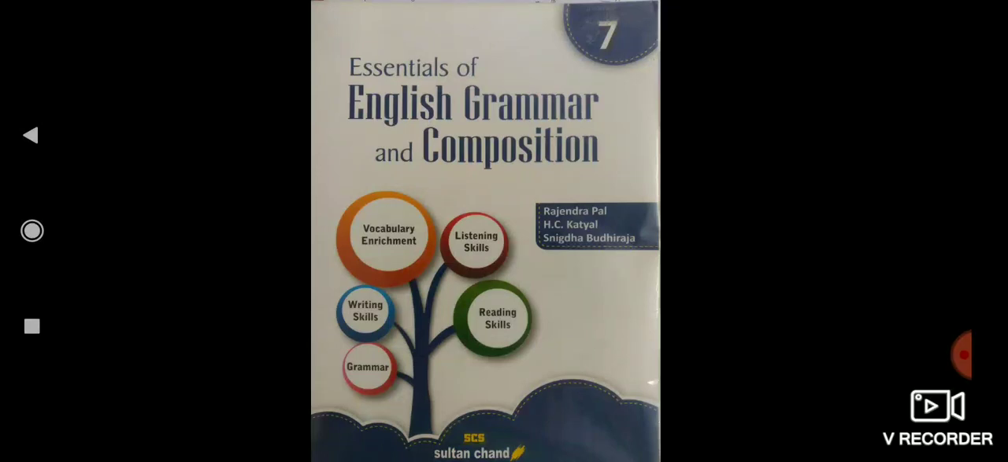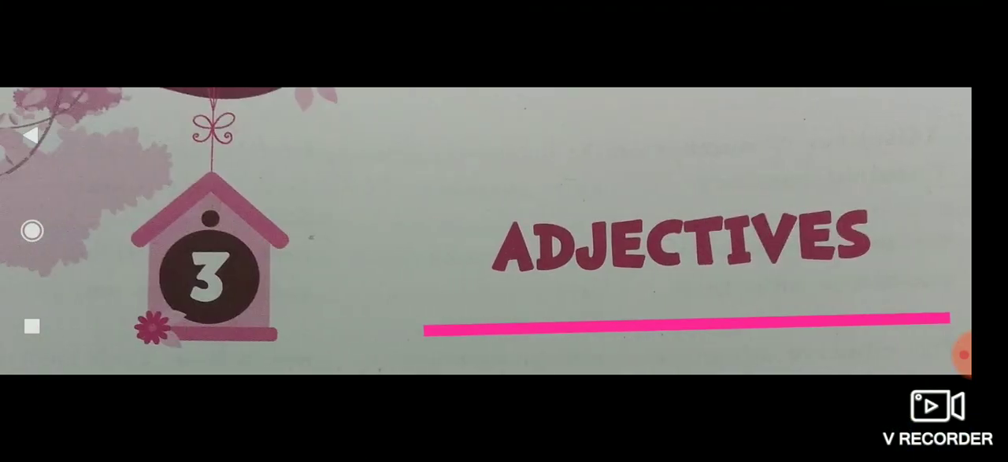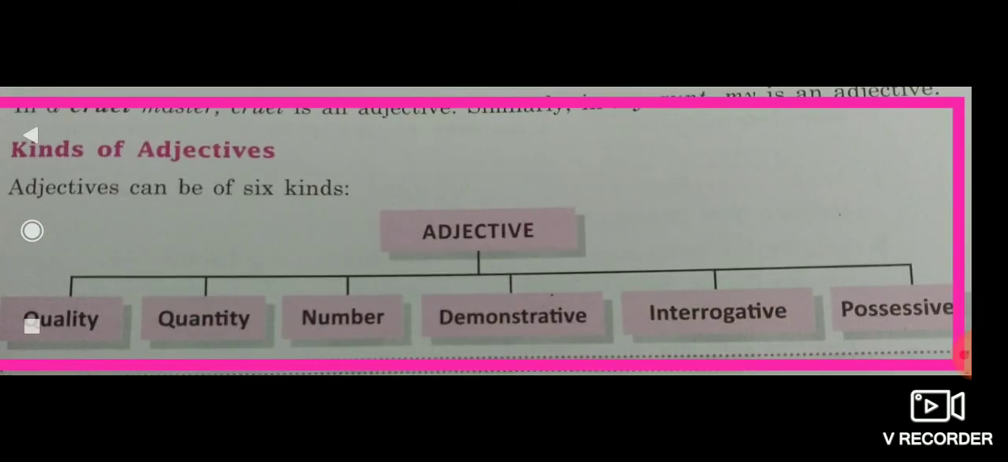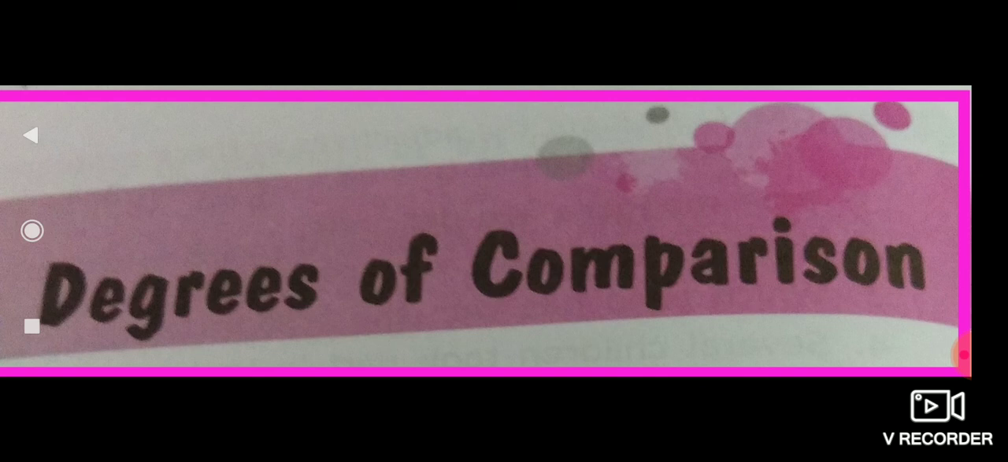Good morning, dear students. Today we will continue chapter number 3 of our English grammar book, Essentials of English Grammar and Composition. And the name of the chapter is Adjectives. This chapter encompasses two topics in it. First topic we did yesterday, that was kinds of adjectives and formation of adjectives. Today we will do the next topic, that is degrees of comparison.